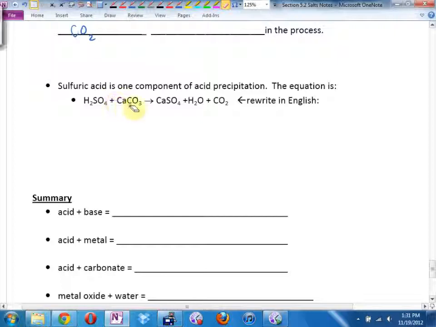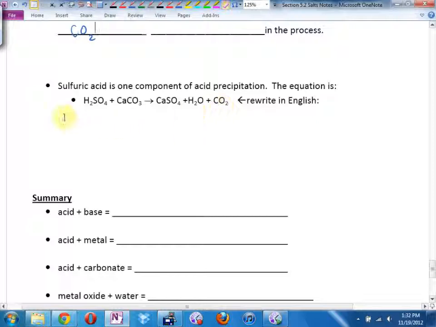Plus, what was CO3? We just looked at it. What did we call that one? And this is called calcium carbonate. So if I was telling this to you in English, I would say, if you pour sulfuric acid onto calcium carbonate, you get, how would you say that? Calcium sulfate plus, we all know what H2O is, water, plus, and we now know what CO2 is, carbon dioxide.